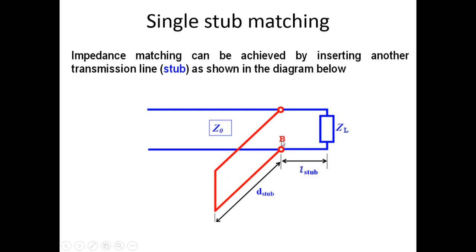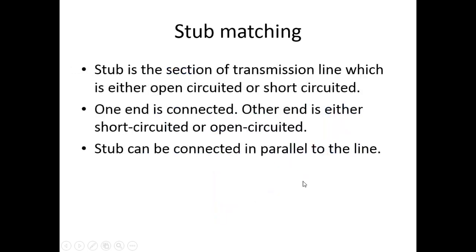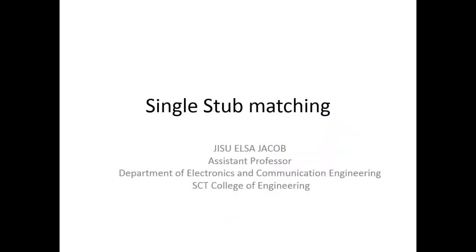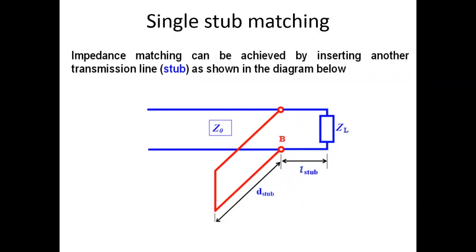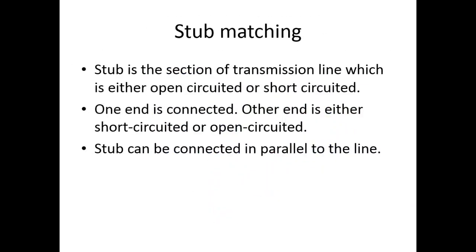And for connecting a stub like this, we need to know two things. One is L stub and the other is D stub. Here L stub means it is the distance of the stub from the load, and D stub represents the length of the stub. So stub is a section of transmission line that is either open circuited or short circuited, and one end is connected and the other end can be either short circuited or open circuited. In this figure we have short circuited it. And stub can be connected in parallel to the line.